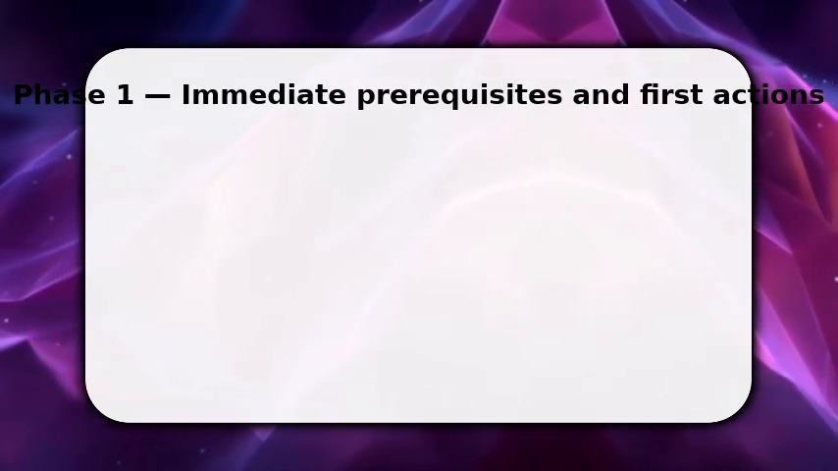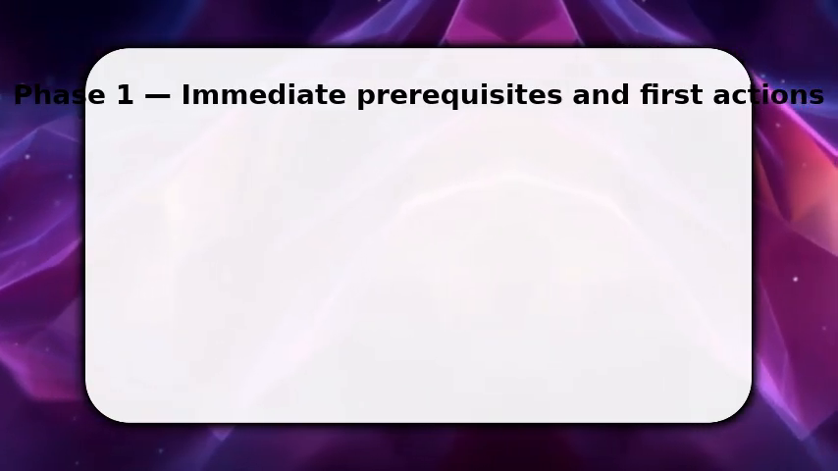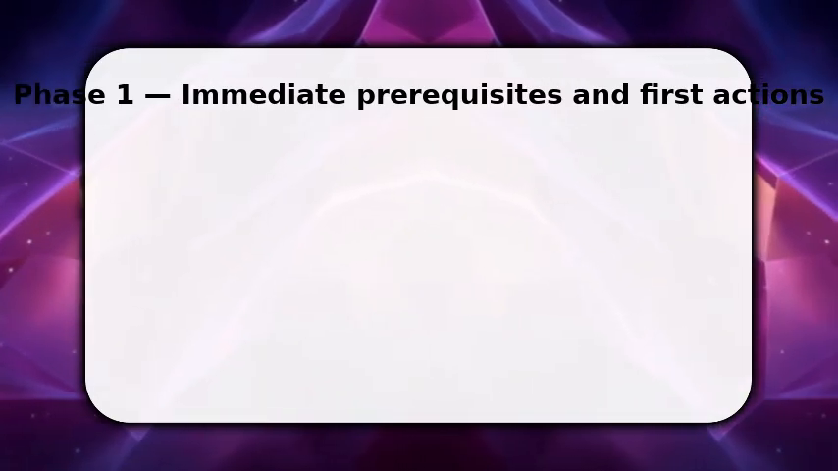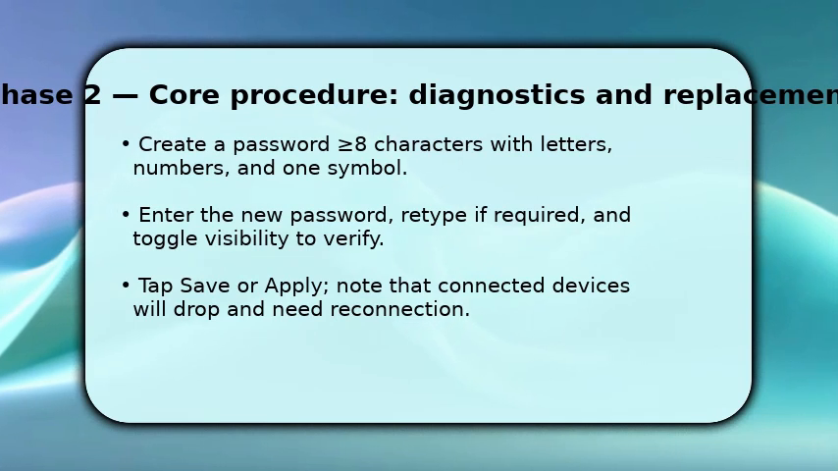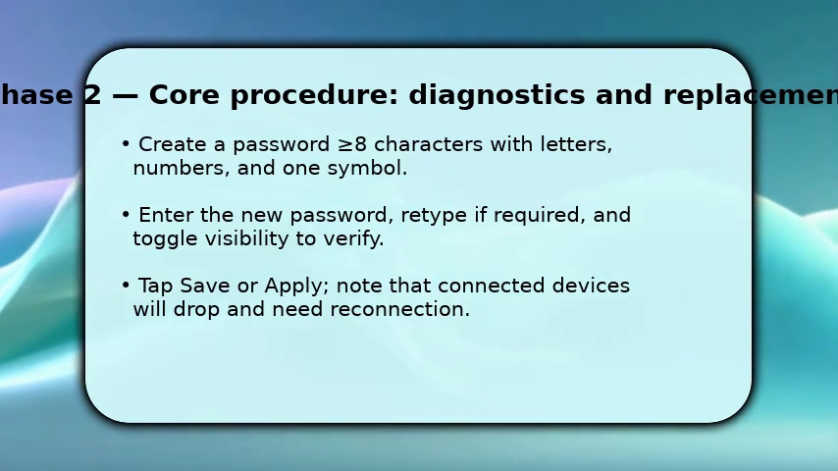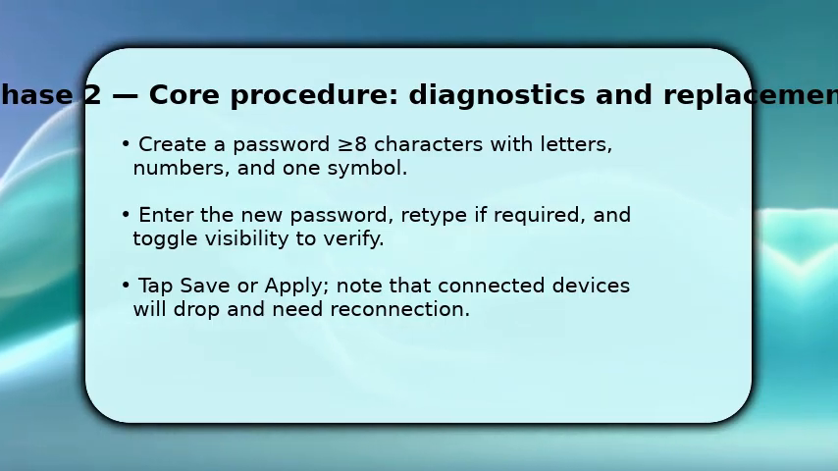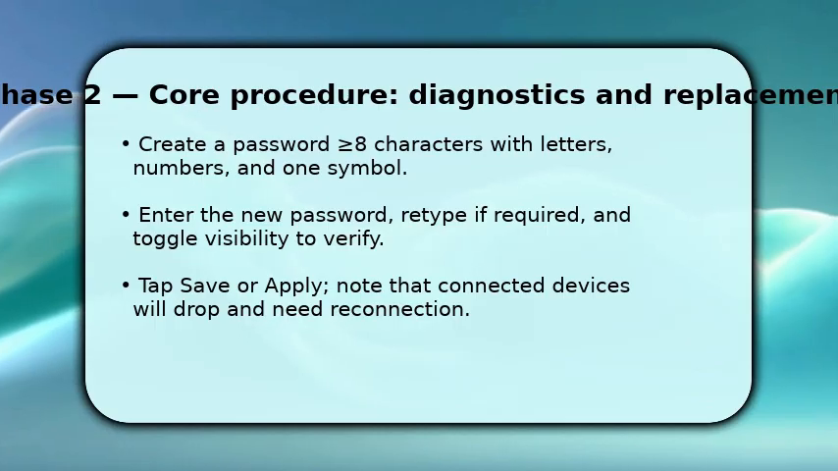Tap the password box to edit. You're about to replace the old key with a stronger one, which keeps devices secure when they connect. You now choose a robust password, at least 8 characters, mixing uppercase, lowercase, numbers, and a symbol so it resists guessing. Enter it into the Hotspot password field, and if prompted, retype to confirm.